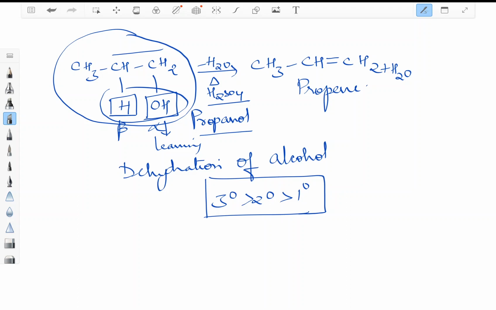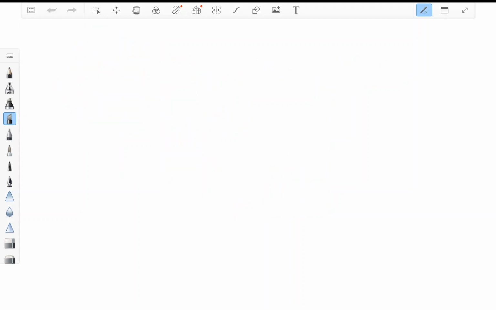The next concept in this, an example for a method of preparation, is dehydrohalogenation of alkyl halide. What is dehydrohalogenation? Dehydrohalogenation means removal of hydrogen and halogen, HX.